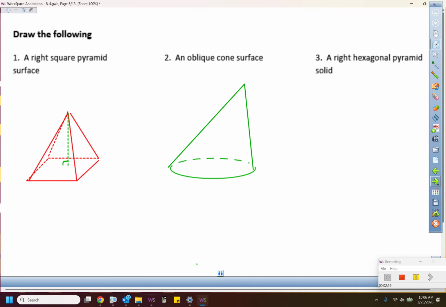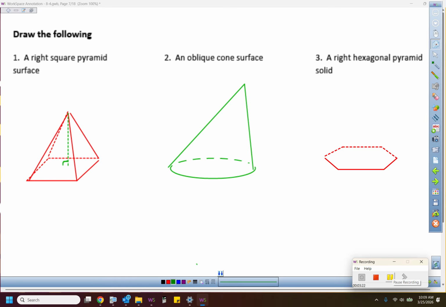That's why I like to write the formulas down also. One base area or two base areas. One base area or two base areas. So this guy has just got one circle on the bottom. He is oblique. And you tell me, shade him in or not shade him in when it says surface? Not. Why don't you pause the video and try number 3, to draw a right hexagonal pyramid solid.